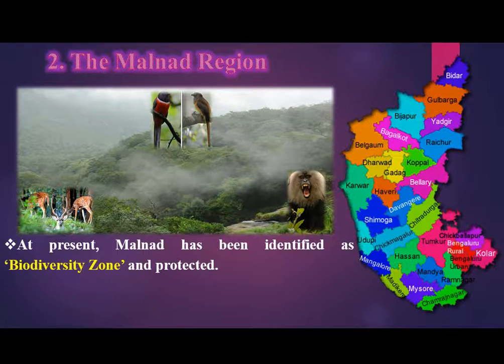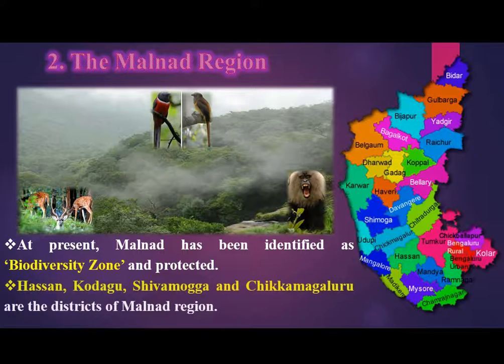The Malnad region is not only famous for the falls or the peaks which we have. At present, Malnad has been identified as a biodiversity zone and is protected. Hassan, Kodagu, Shivamogga and Chikmagaluru are the districts of the Malnad region. So normally we studied about the Malnad region, but you might have a doubt, right? Which districts come in the Malnad region? Simple, students. Hassan, Kodagu, Shivamogga and Chikmagaluru are the districts which come in the Malnad region.